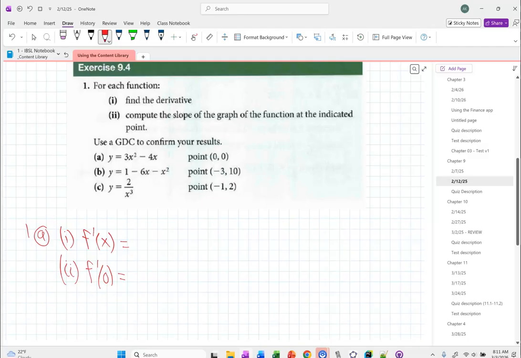So for example, what this means is that I want to compute first f prime of x and then f prime of 0. So if I look at A, what's the derivative of 3x squared minus 4x? Ideally, this is stuff that we can start approaching doing in our head because it's day 3 of doing these sets of skills.